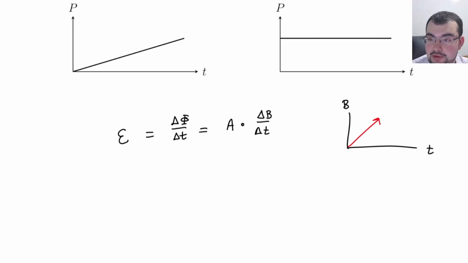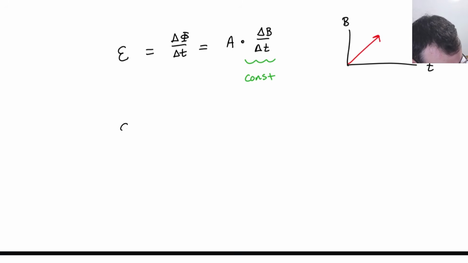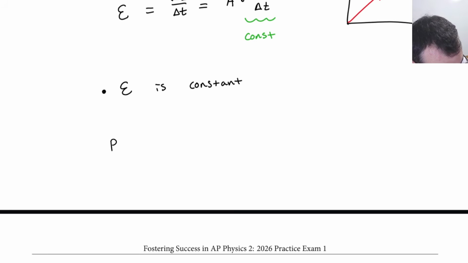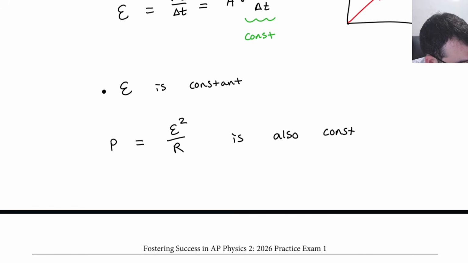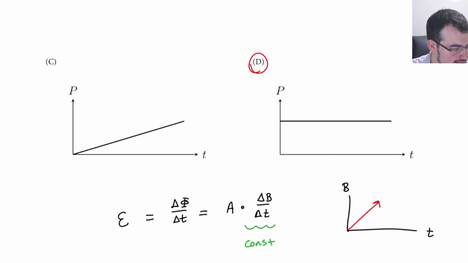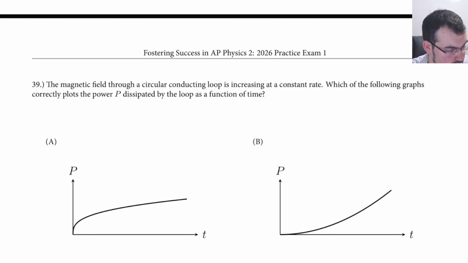And what's the slope of that? Well, that's constant. So this object right here is constant. That tells us that the induced EMF is constant. And what is power? Well, power is just equal to EMF squared over resistance, probably the easiest one to look at. So that must also be constant. So since we have a constant induced EMF, we have a constant induced power, making it D. Yeah, this is kind of an odd, novel scenario, so I gave that 3 stars.